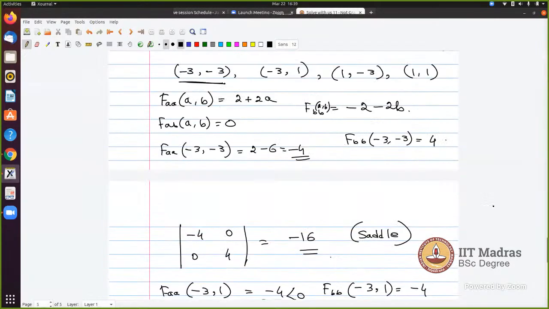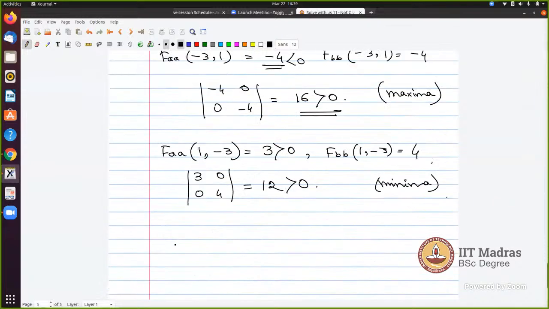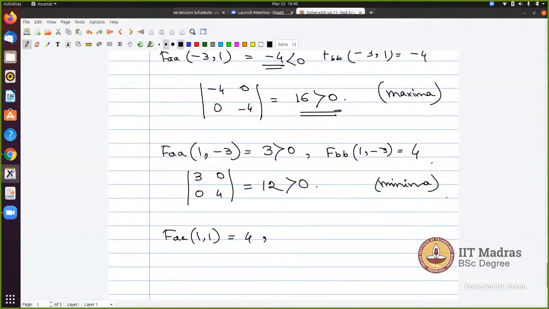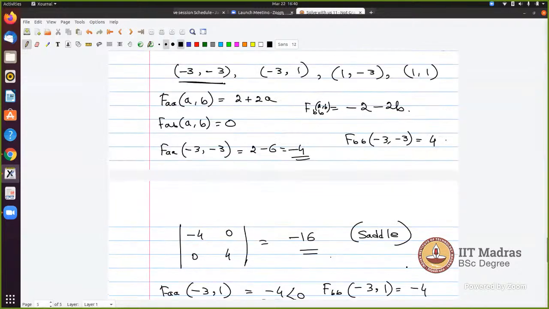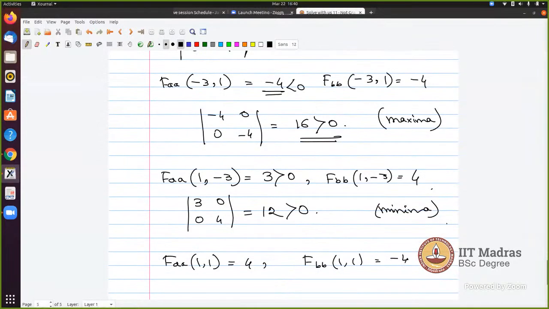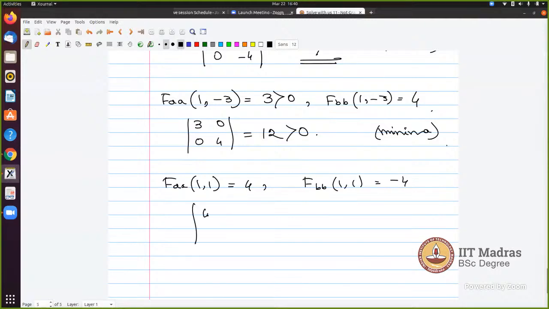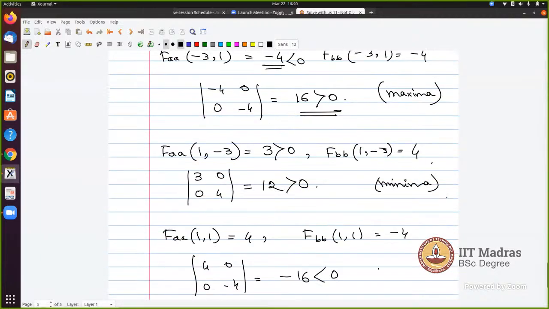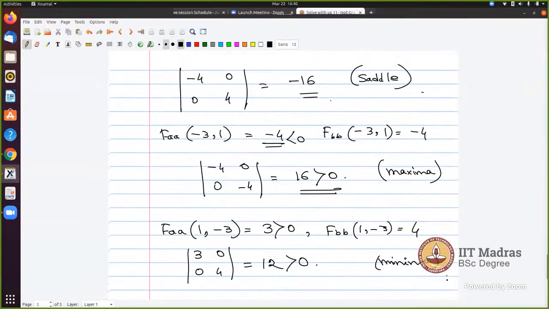Okay, and the last one, 1, 1. What is this? 2 plus 2a, so this is 4. This is, I think, minus 4. So this is 4, 0, 0, minus 4. This is minus 16. So again, it is less than 0, so this is a saddle point. Right? So there are two saddle points, one minima, one maxima.